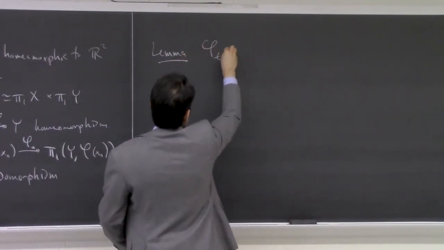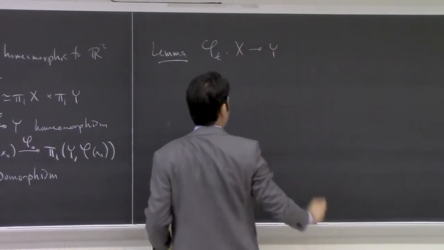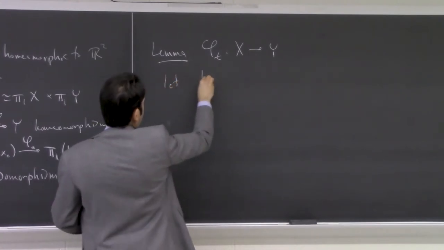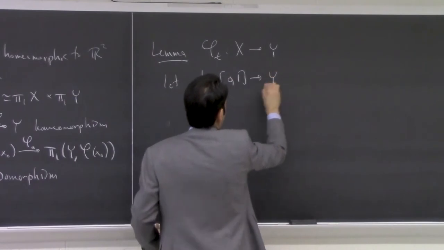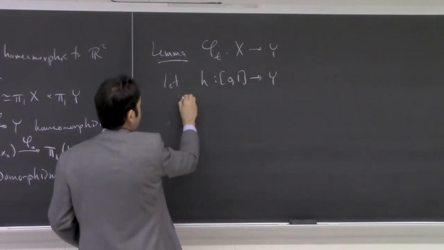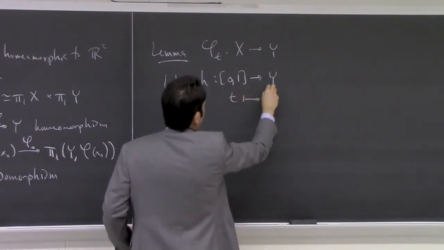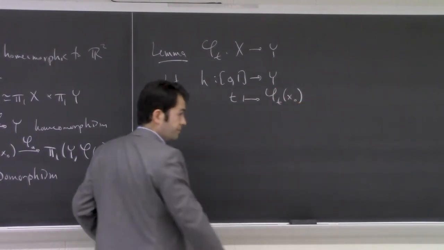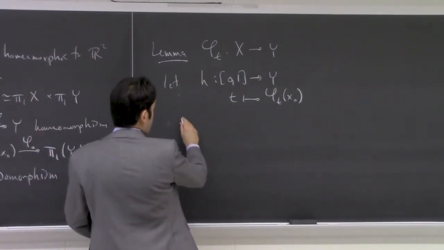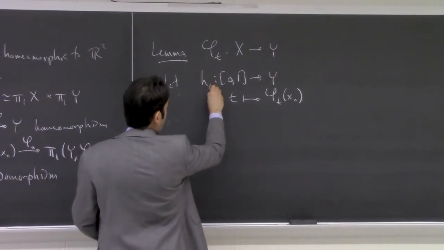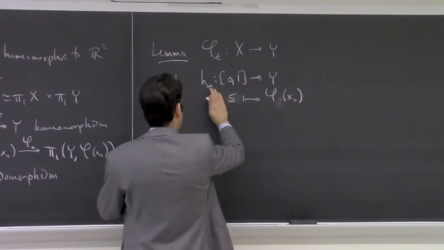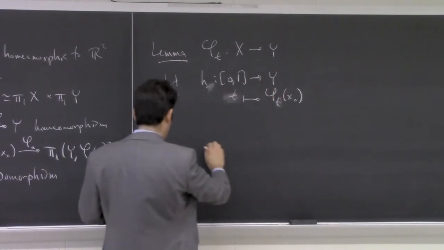So let's say that you have a homotopy of maps between two spaces. And let h be the path in Y traced out by the image of a base point. So we're going to send t to phi sub t of x naught.